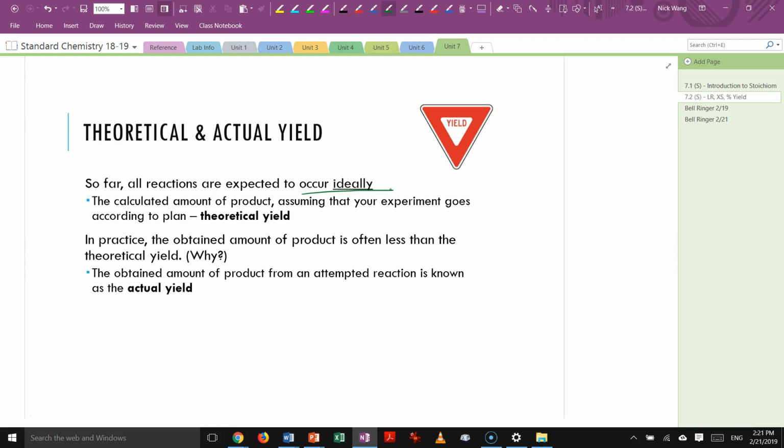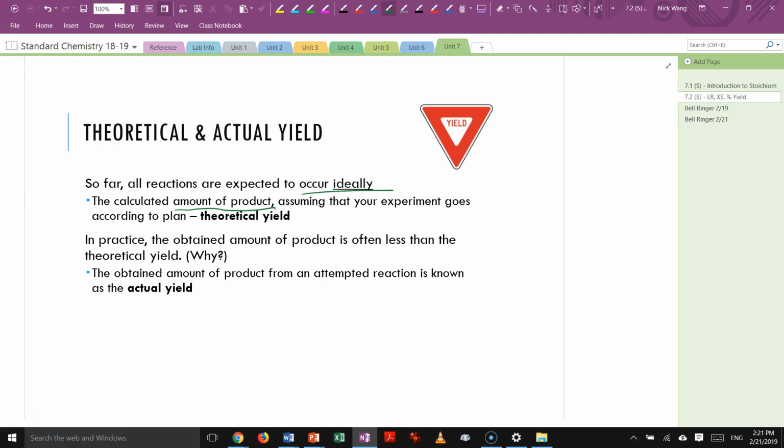We actually use a term for that amount of product, right? Specifically the amount of product, not anything else really. Some specific amount of product, assuming that your experiment goes according to plan, that's called our theoretical yield, right? Because theoretically, you would be able to produce a certain substance in a certain quantity.